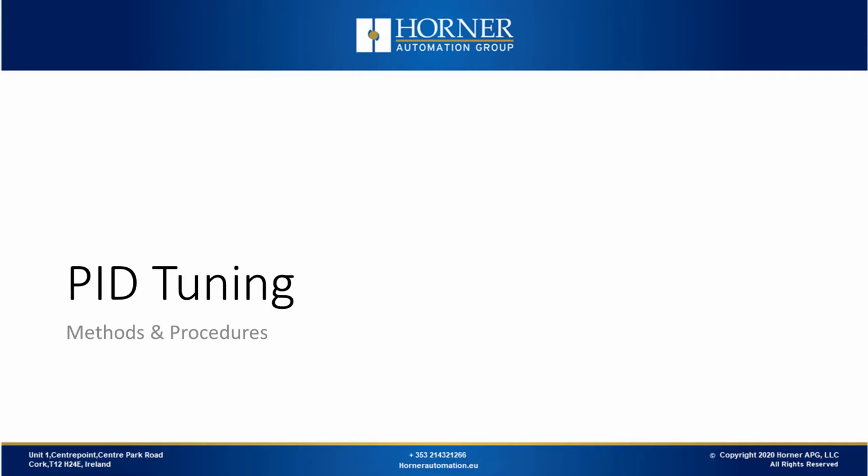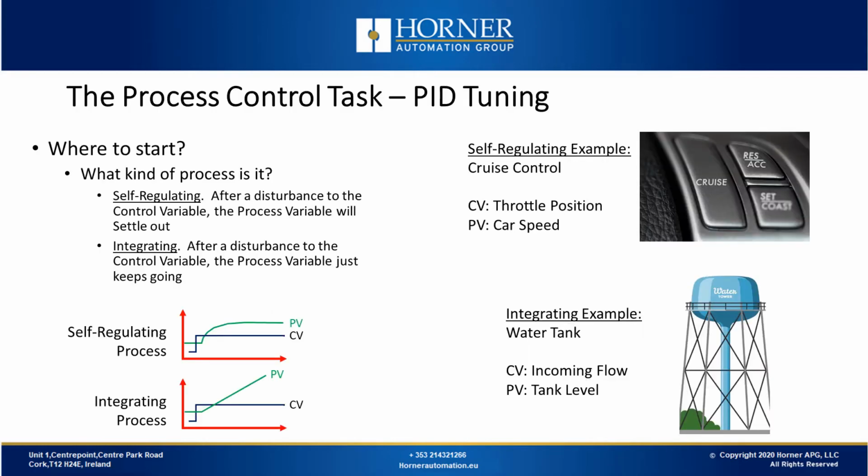Now let's talk about PID tuning. One thing we want to do before we start tuning is examine our process. Is it a self-regulating process, or is it an integrating process? With a self-regulating process, we're creating a disturbance in the system by increasing our control variable. When we do that, the process variable will settle out. It's the equivalent to me adding a little bit of gas manually to my pizza oven. It'll increase the temperature, which will settle on its own at some time.